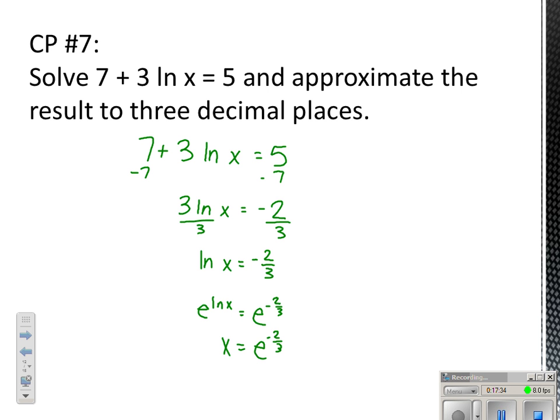Go ahead when it says in the directions to approximate it to the decimal and go on and put e to the negative 2/3 power in. I think one of the previous checkpoint ones, I just left it as that power of e because technically it didn't say to put it in decimal form. So if it asks you to, put it in. If it doesn't, you don't need to. You can just leave it.